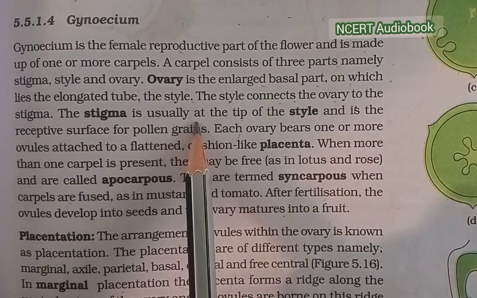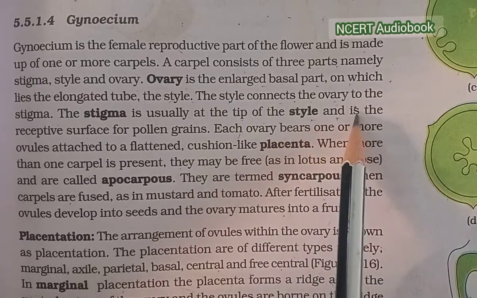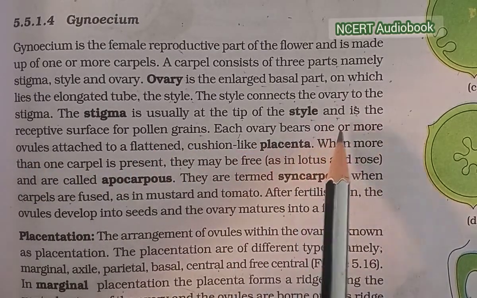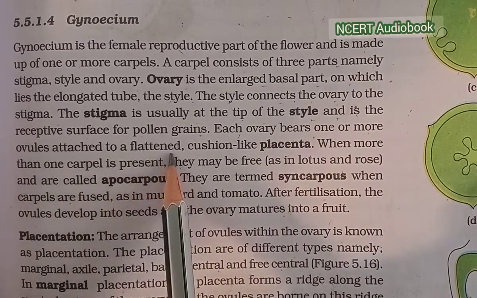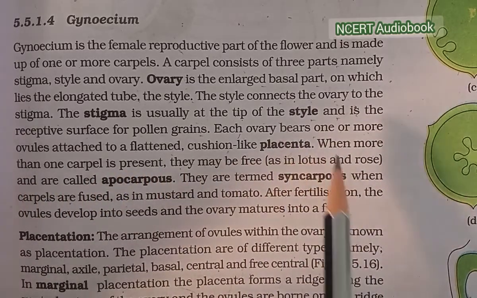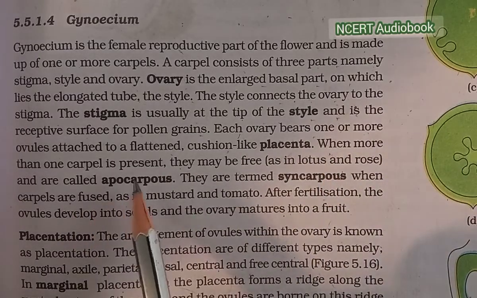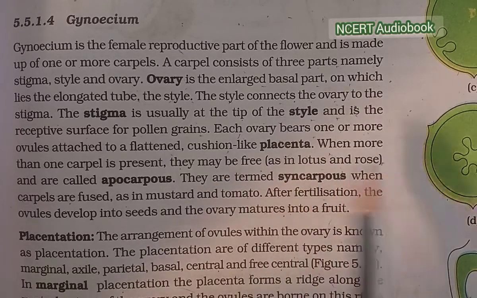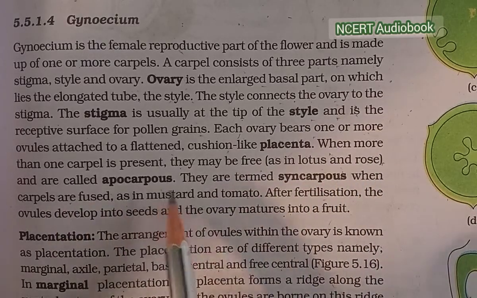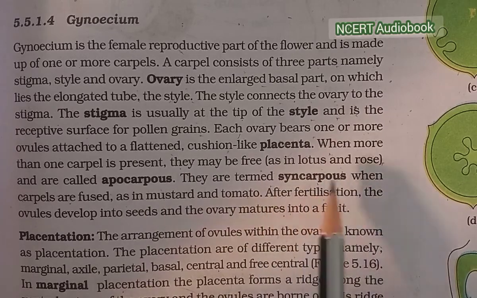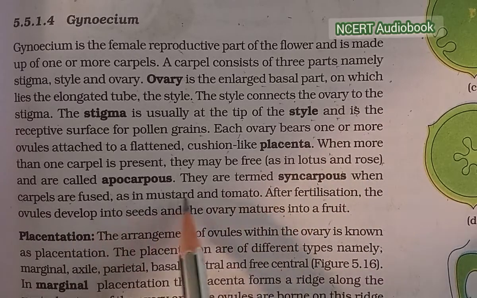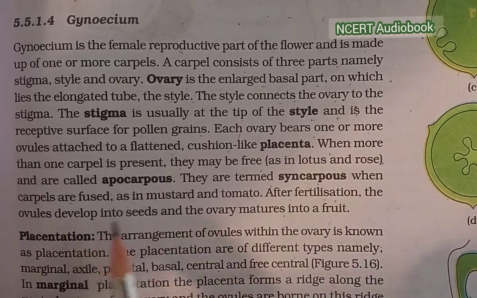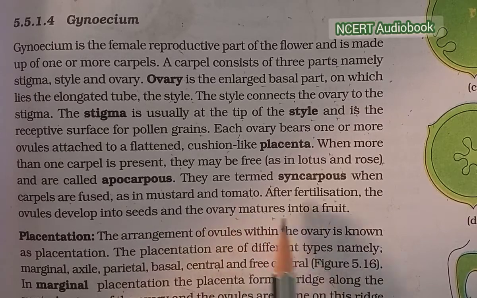The stigma is usually at the tip of the style and is the receptive surface for the pollen grains. Each ovary bears one or more ovules attached to a flattened cushion-like placenta. When more than one carpel is present, they may be free as in lotus and rose, and are called apocarpous. They are termed syncarpous when the carpels are fused, as in mustard and tomato. After fertilization, the ovules develop into seeds and the ovary matures into a fruit.